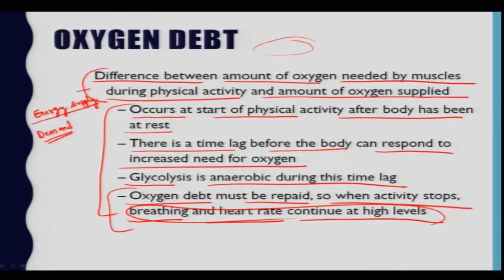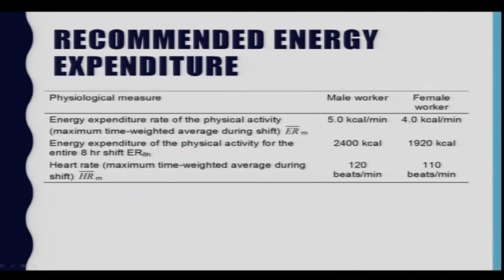So a continuous oxygen supply is required in order to perform the work, as well as when you stop, in order to maintain steadiness in the various parts of the body. As far as the recommended energy expenditure limit is concerned, for the physical well-being of a worker, it is important that the worker's energy expenditure rate and heart rate be kept within a reasonable limit over the course of a shift.